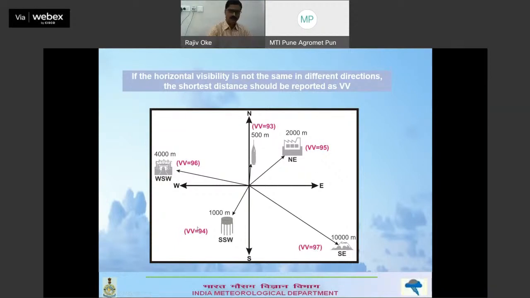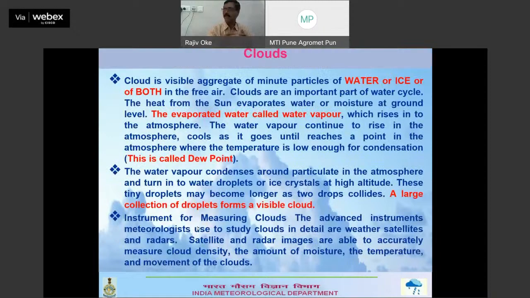In meteorology, for visibility, we are supposed to report the lowest visibility, the sector which is having the lowest visibility, enabling that much visibility is present in every sector. That is for safety concerns. So the lowest visibility has to be reported. After observing visibility at the particular landmark, the low visibility is noted by the observer in the pocket register. Similarly, clouds.